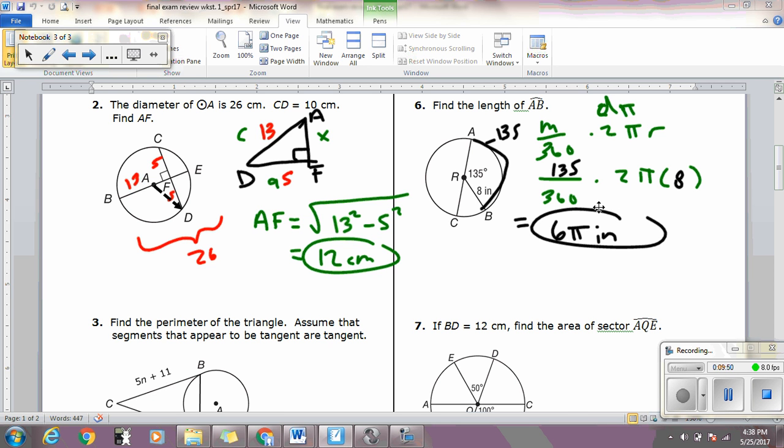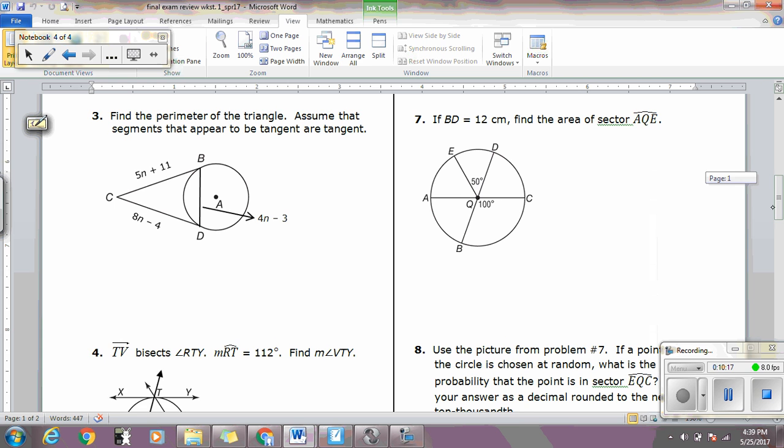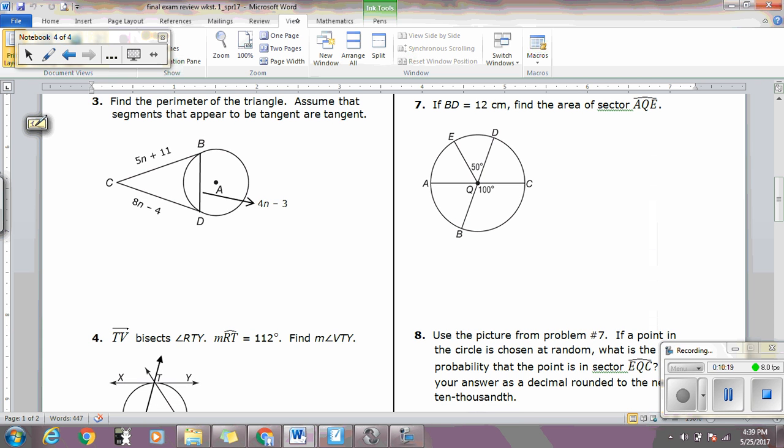So any formula that involves pi, the best thing to do is to leave the answer in terms of pi. Please leave all formulas that have pi in them, leave the result in terms of pi. It just clears up any potential rounding errors that y'all might make. So let's just avoid them at all costs.